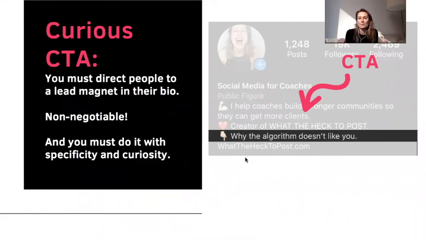Because what I'm seeing people do again and again is use the language freebies, free stuff, click here for more, click here to work with me. It's so vague. We have got to get specific about what is in that bio. This is just an example. I have not created this yet, I'm in the process of creating it, but I have a 60-minute webinar. It sounds so mean, I sound so mean, girl.